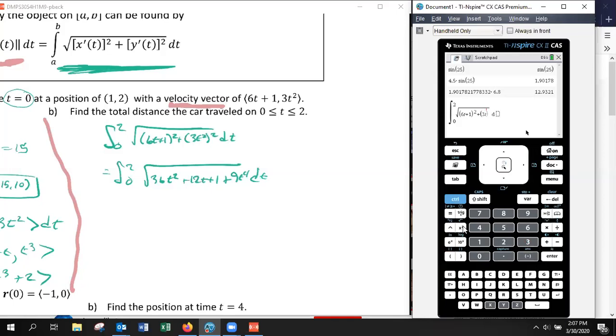So 3t squared, oops, and then dt. I get 16.4115, so about 16.412.